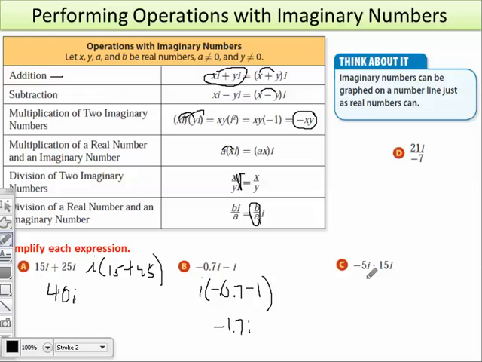Here's the multiplication. I'm multiplying 5 times 15. That's a negative 75 I squared. Well, you know what? I squared is -1. -1 times the negative gives me a positive. So this would be a positive 75. That's a 7, by the way.